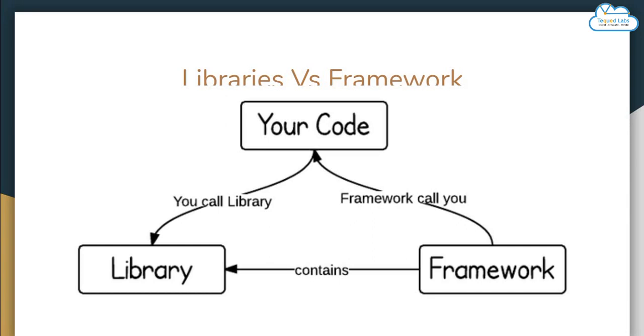But in a library, what you can do is you can just write here and you can execute the code whenever you want. Here you will call the library in your code, but when you're using a framework, the framework will call your code. The framework will call your code. That means you cannot make any changes in your program, right?